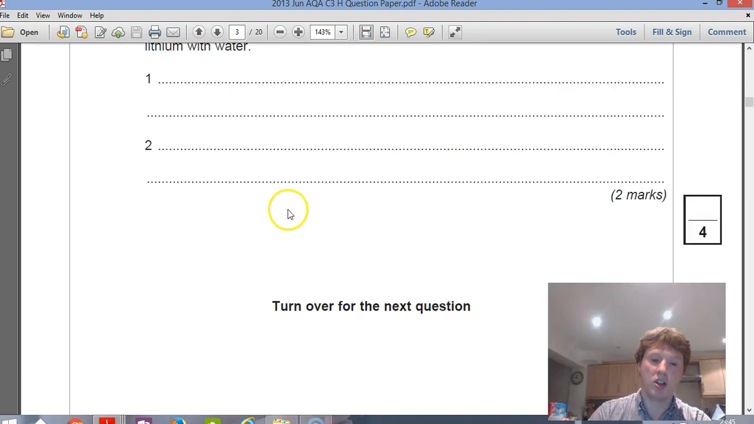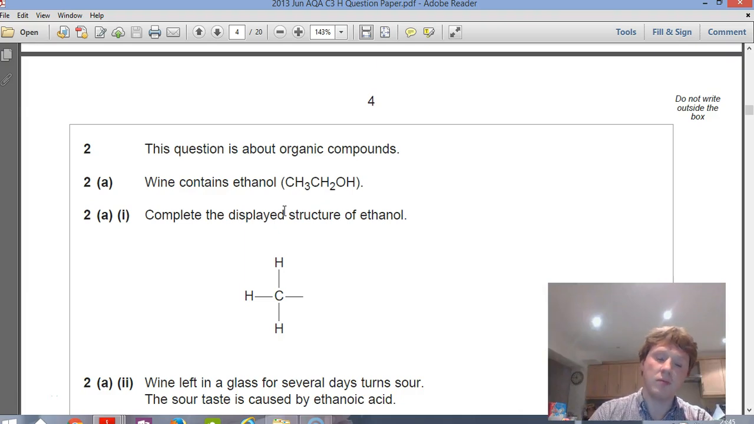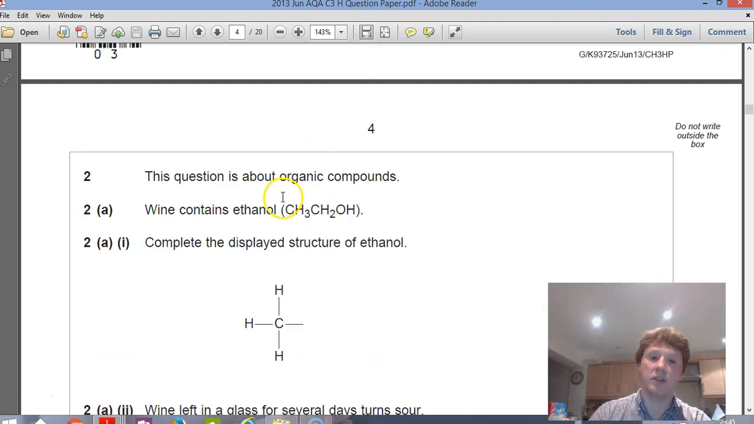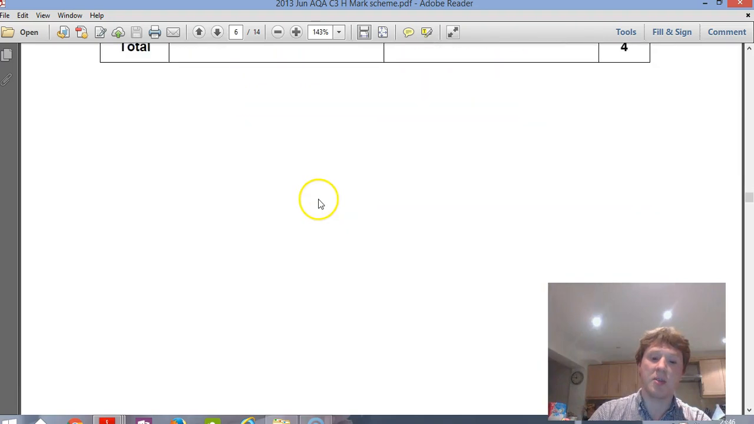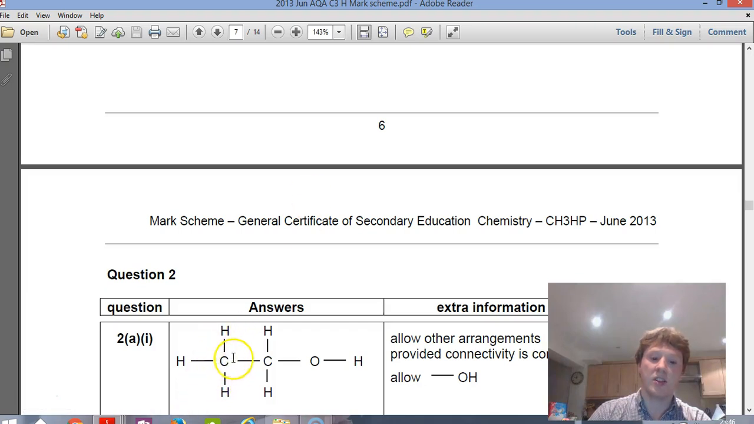Right, question 2, going on to the organic bit. Wine contains ethanol, CH3CH2OH. Complete the displayed structure of ethanol. Off you go. Right, so the displayed structure of ethanol is different to the molecular structure because it has the bonds showing. So you should have written this. That's the beginning, then it's CH2, and then a bond to the O, and a bond to the H. And you're allowed to write OH without the bond in the middle.